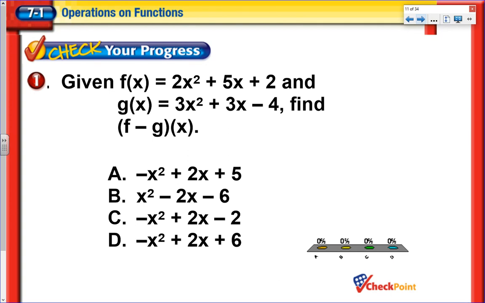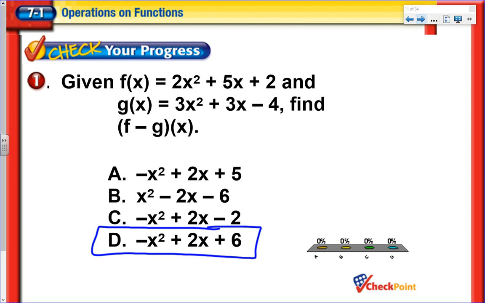So if I subtract it, 2x squared take away 3x squared, that does give me a -x squared. 5x minus 3x, that gives me a positive 2x. And 2 minus a -4 is a positive 6. So the answer choice that matches best is down here with letter D.